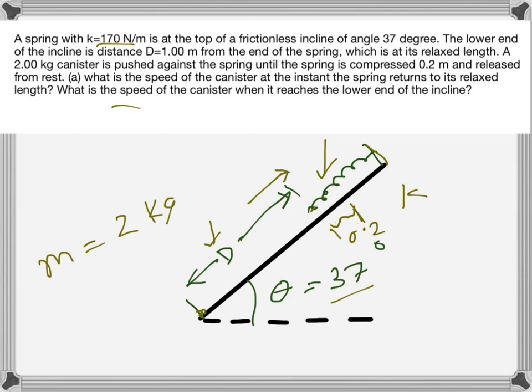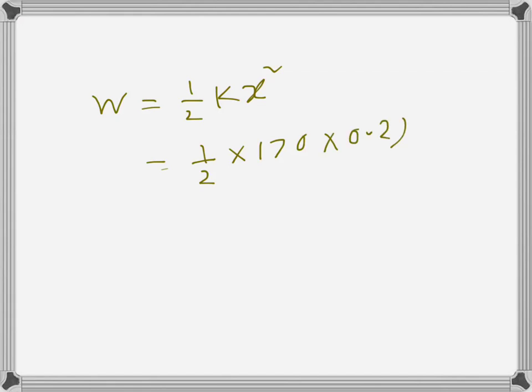So let's first find the stored potential energy of the spring when it is compressed 0.2 meters. That we know will be half kx square. K we know, and x is 0.2 meter. So half times 170 times 0.2 squared, which we get to be 3.4 joules.